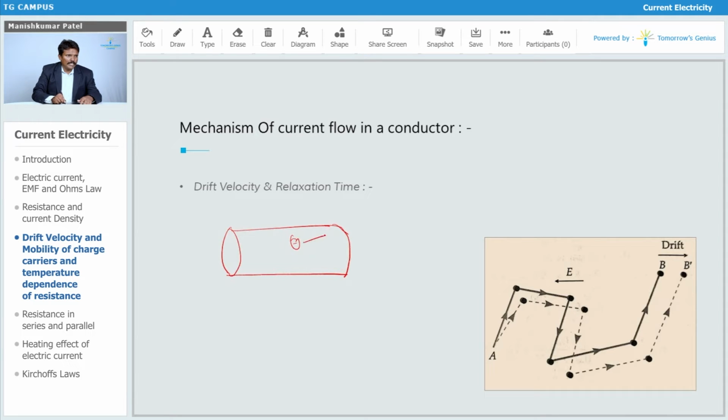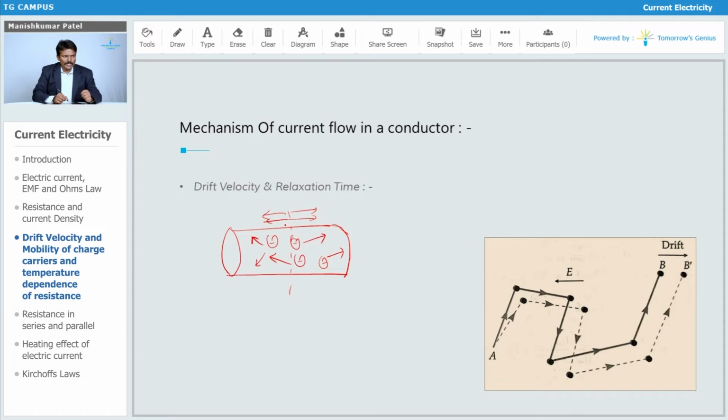But now they are just moving randomly in all possible directions. They are not moving in a particular direction, but randomly everywhere. So even in this case there is no net flow of electrons in a particular direction. If two electrons on average are moving towards the right side, for example, and two electrons are moving on the left side, the net flow of electrons is 0.